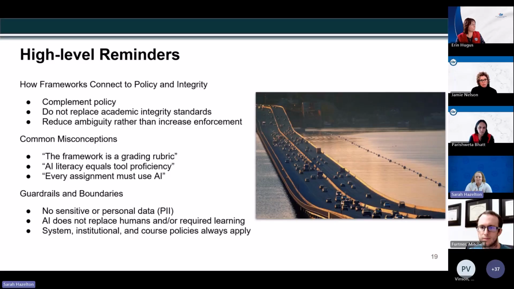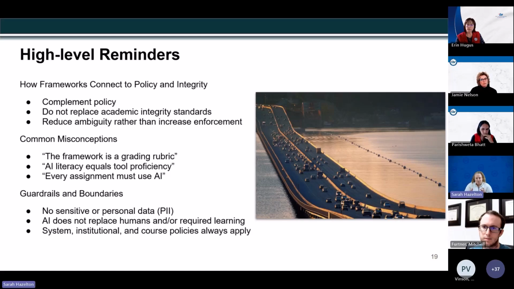And so there's some common misconceptions we hear a lot when we're talking about AI or frameworks. So first of all, the framework is not a grading rubric, right? I said in the beginning, you are not expected to know every aspect of every competency within the framework. That's not realistic. So this is not a grading rubric. This is a guiding framework.